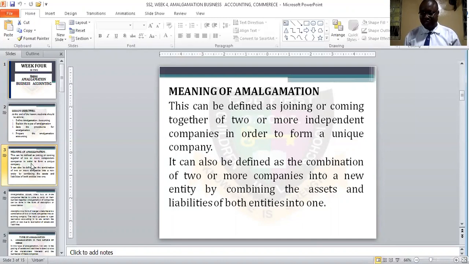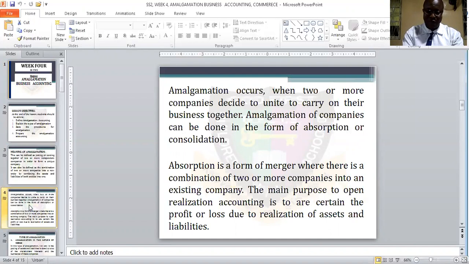So the assets and liabilities of company A and company B need to be combined together to form a unique entity. So that is amalgamation accounting. Amalgamation occurs when two or more companies decide to unite to carry on their business together. So amalgamation simply means when two or more companies decide to form a unique business, or to come together to form a good business.